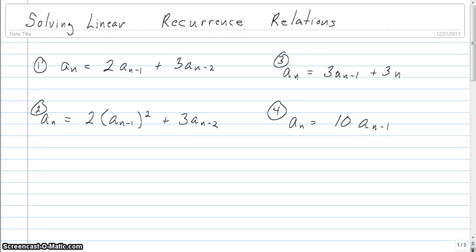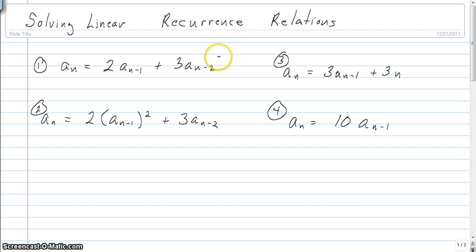Okay, so in this video we're going to look at solving linear recurrence relations. So remember that a recurrence relation is just a recursively defined sequence. And so just to get a couple of terms out of the way, I've quickly listed 4 recurrence relations.